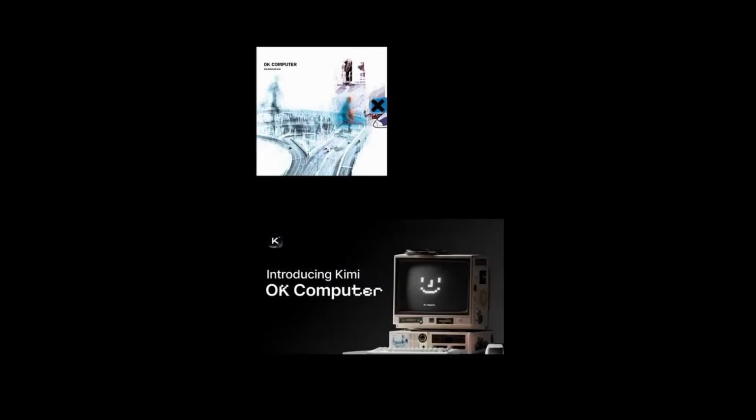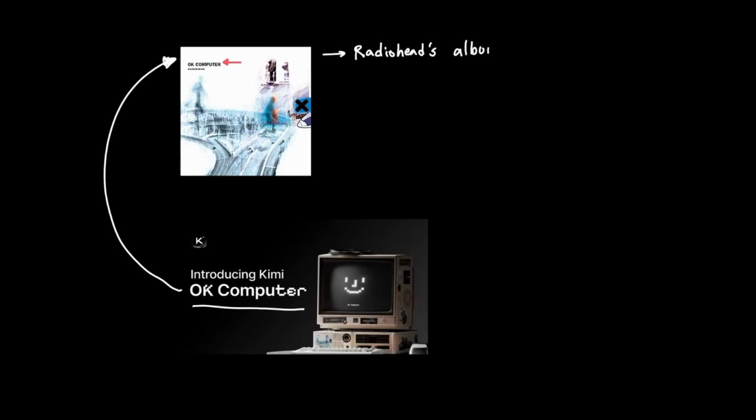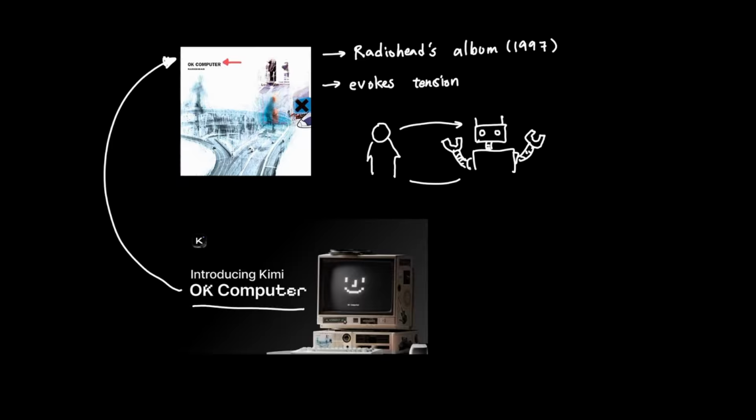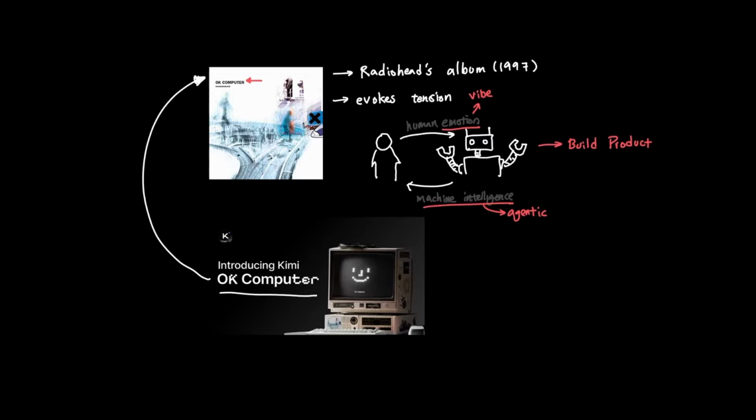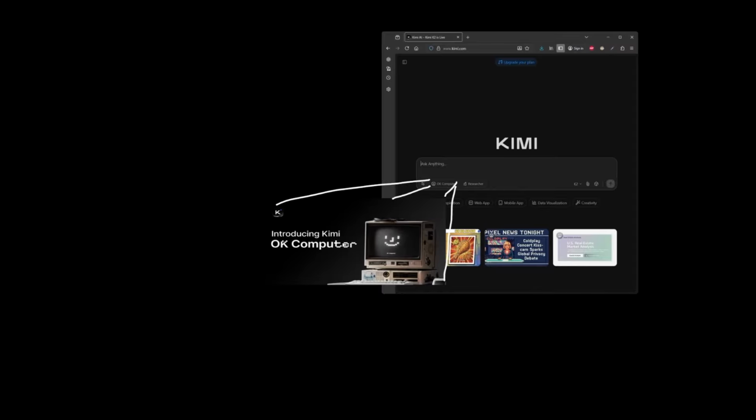And honestly, I would be doing a huge disservice if I don't start out by addressing the name OK Computer. In tribute to Radiohead's album in 1997, where the album really evokes the dystopic tension between human emotion and machine intelligence, which is a great reference from Kimi, especially when we think about vibe coding, where a human emotion or vibe is driving the machine intelligence to build products. Okay, with that out of the way, let's start by addressing the why.